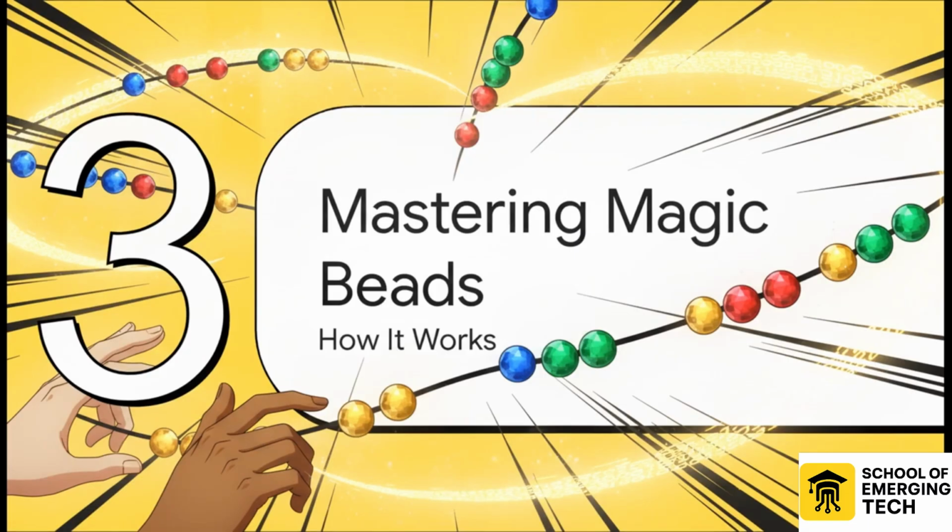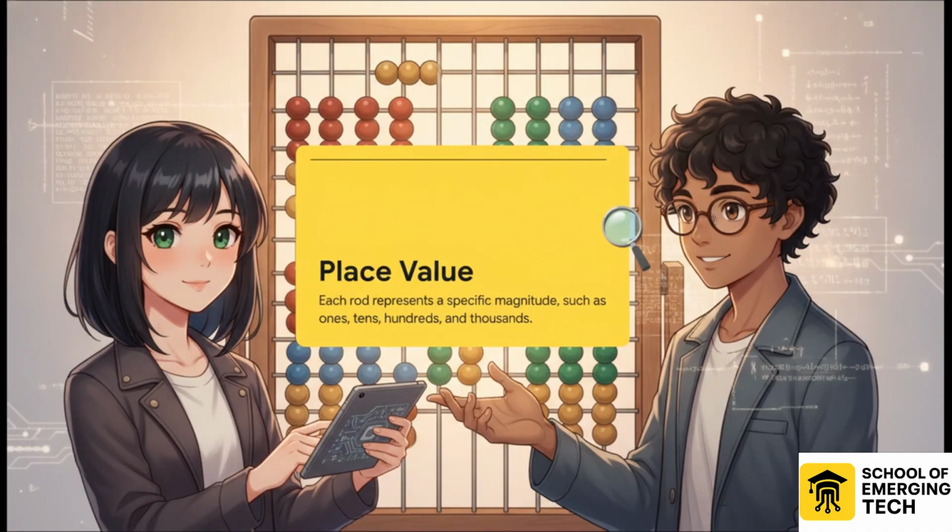Section 3. Mastering the Magic Beads. So, let's break down exactly how this brilliant frame of rods and movable beads actually functions. It relies entirely on a concept called place value. Each rod on an abacus represents a specific magnitude, like the ones, tens, hundreds, and thousands. And these principles of place value remain absolutely fundamental to the arithmetic we use today.